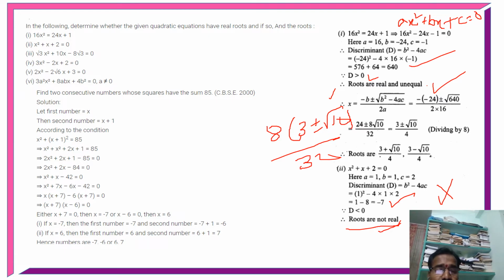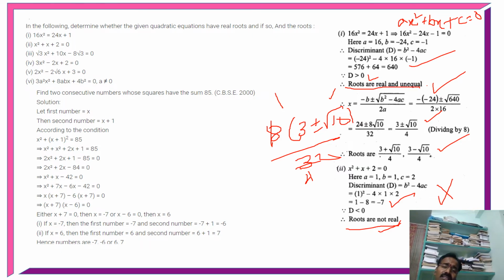It is not 101, students. Don't get confused. Bracket close. 8 ones are 8, 8 fours are 32. After that, this step we have. So we have two roots. One is (3 plus root 10) by 4, the other is (3 minus root 10) by 4. That is why roots are real and unequal.